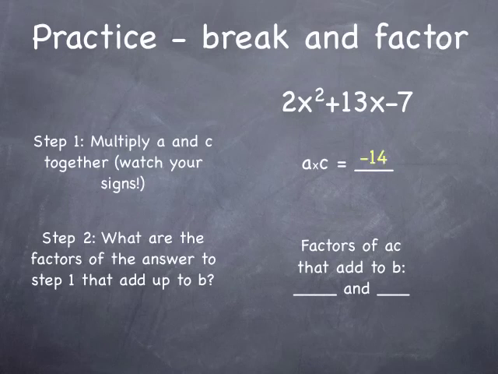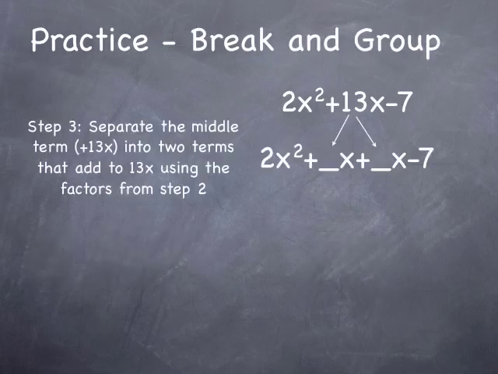You should have gotten a times c is negative 14, and the factors of negative 14 that add up to 13 are positive 14 and negative 1. The next step then is to break the middle term up, this 13x, using the factors of negative 14 that we found. So the question is, what goes in the two blanks here where we break the 13x apart? Use your answer from the previous slide to fill in these blanks.